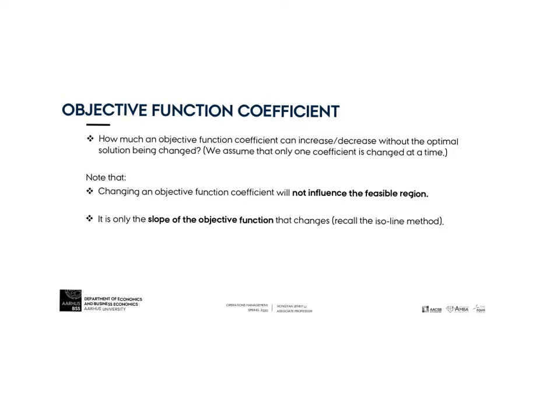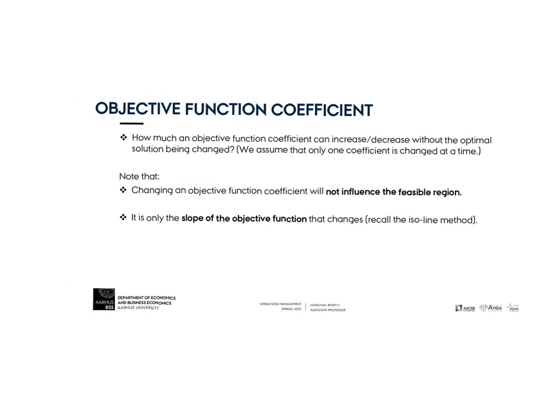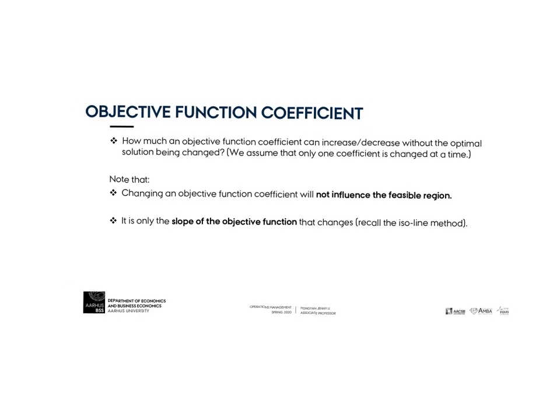So we first talk about the effect of objective function coefficient changes. The question is how much an objective function coefficient can increase or decrease without the optimal solution being changed. In this case, we assume that each time only one coefficient is changed. When you have to combine that, then you have to use other theories. So we start with a single coefficient change.